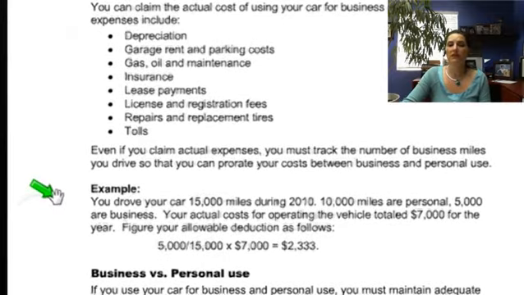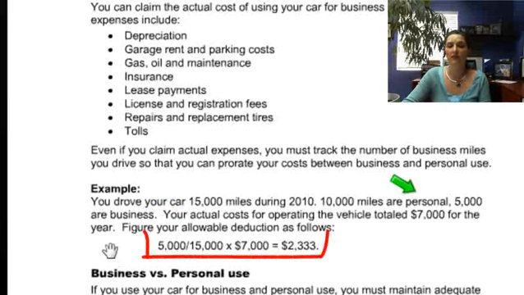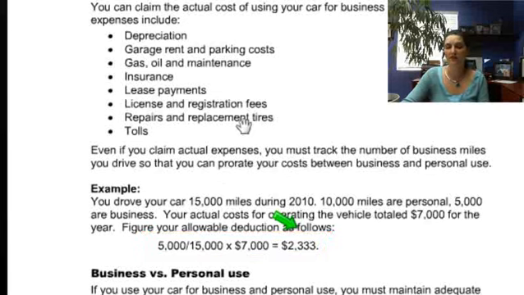Say you drove your car 15,000 miles during 2010, and 10,000 miles are personal, 5,000 miles are business. Well, the only way you're going to know that is if you keep a log to track it, right? And your actual cost for operating the vehicle totaled $7,000 for the year. You're going to be able to figure your actual allowable deduction as follows: 5,000 business miles divided by 15,000 total miles times the actual cost of the vehicle, and that gives you a deduction of $2,333 for the year.